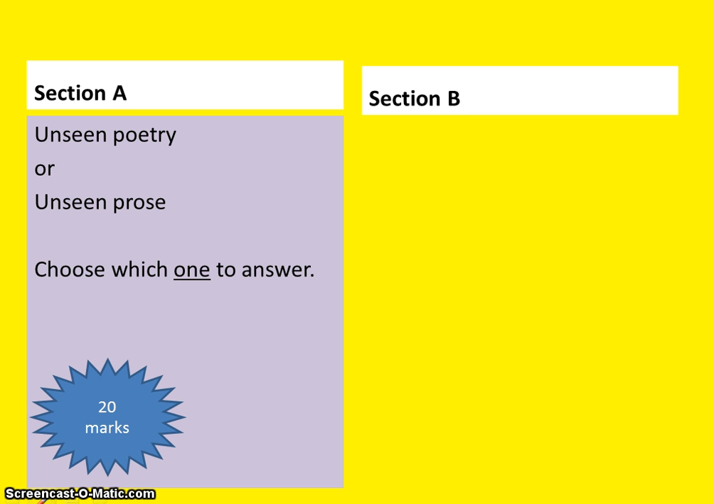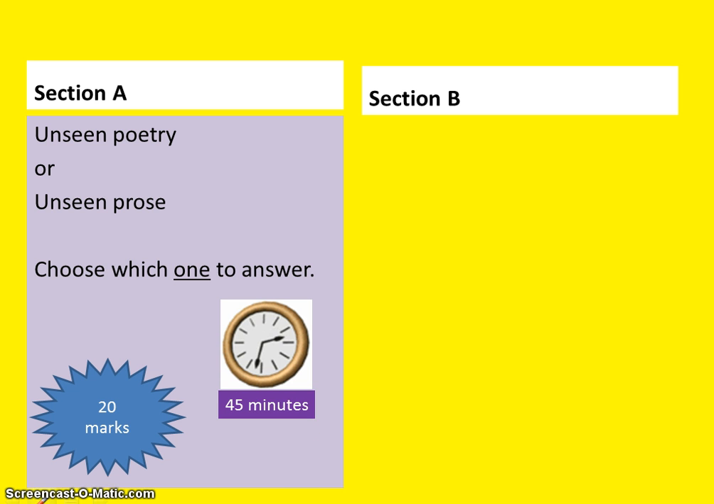Section A, they will give you a piece of poetry that you've not seen before. They will also give you a piece of prose that you have not seen before. You choose which one of those to answer. That question is worth 20 marks, and you should take 45 minutes to answer the question.